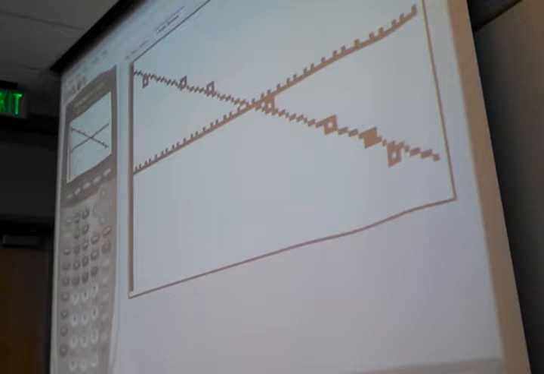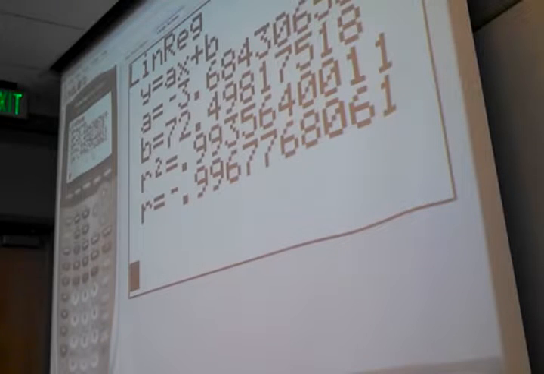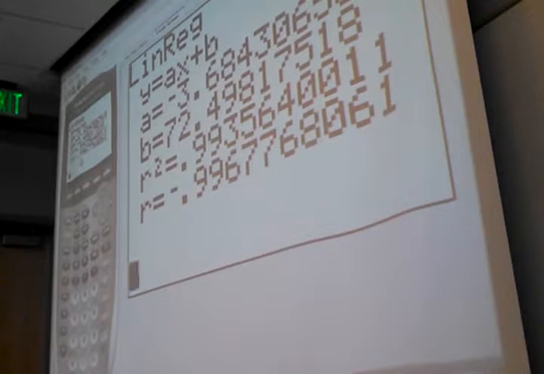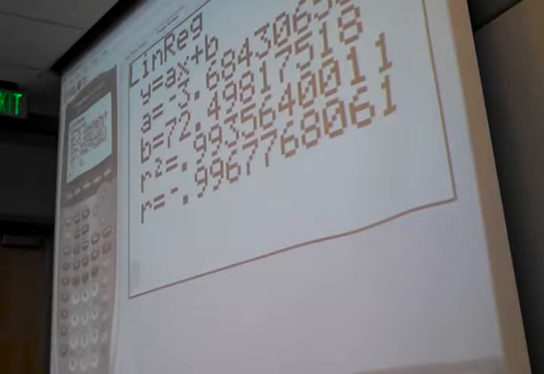So if I ask you to interpret this R, what would you say? Very strongly correlated. I like it, but there's one missing word, of course. Negative. Yeah, because it's falling. The higher we go up, the colder you get. All right. Cool.